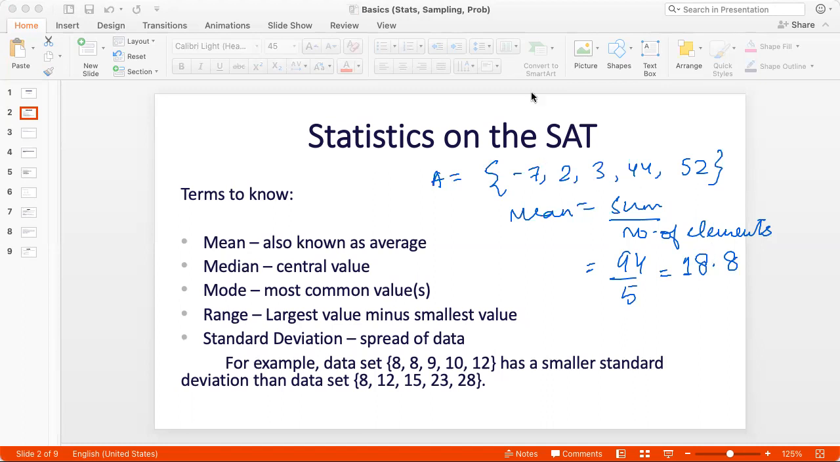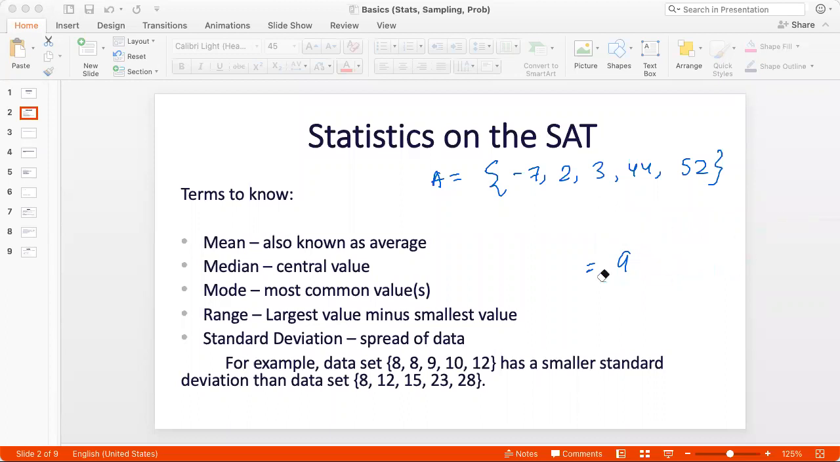Okay, the median is the central value. So let's try and find the median for this. Now for the median, we need to look at the number of terms, right? If the number of terms is odd, then the median would be, let me write that, when the number of terms n is odd, then the median is the (n plus 1) by 2th item.